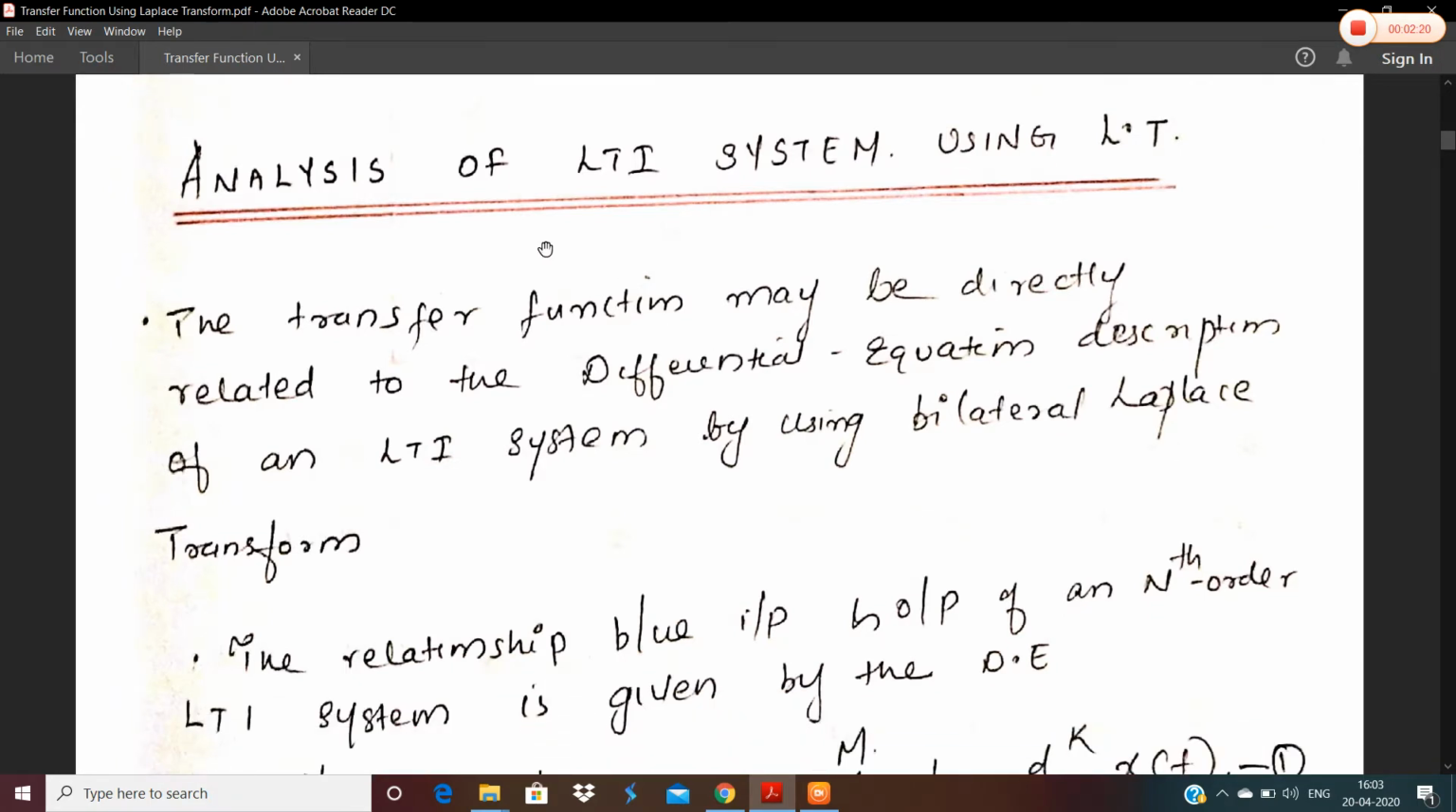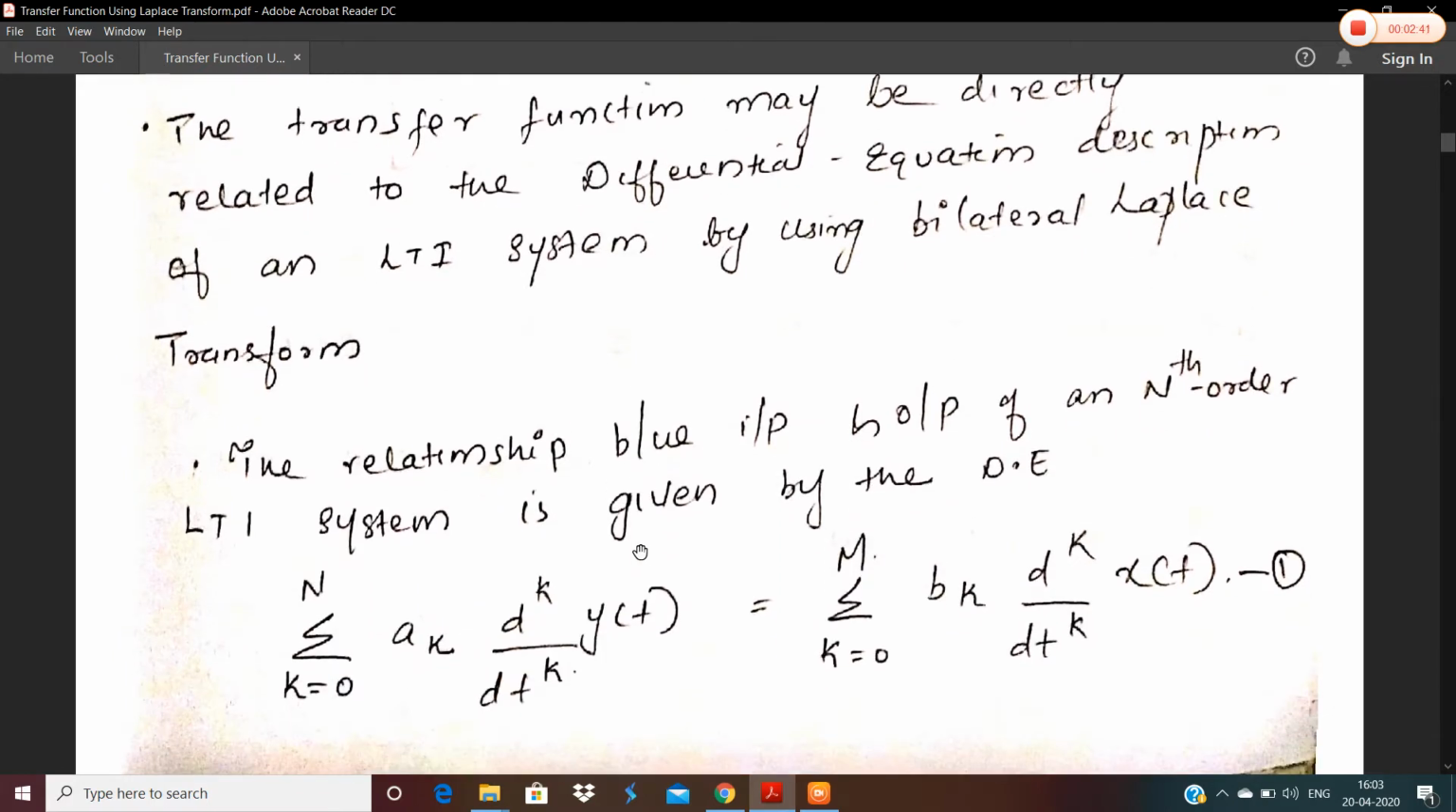Now, the next topic is how we can perform the analysis of a linear time invariant system using the Laplace transform. We have already seen this analysis using CTFT. This is the Laplace counterpart of analysis of LTI system. We know that a continuous time LTI system is represented in terms of a differential equation of the form sigma k equal to 0 to n a_k d raised to k by dt raised to k y of t, where y of t is the output. This is the differential part. This is the coefficient of the output, equal to sigma k equal to 0 to m b_k d raised to k by dt raised to k x of t, where x of t is the input part, and this is the differential part and this is the coefficient part.